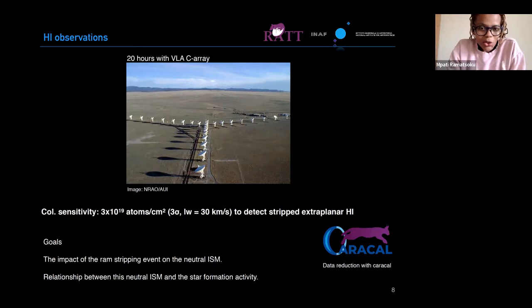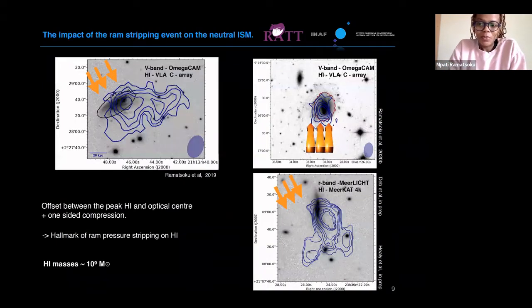Now, what we wanted to do with these data was to understand exactly the impact of the RAM pressure stripping event on the neutral ISM, so on the H1 gas of the galaxy, and to understand the relationship between this neutral ISM and the star formation activity of these galaxies.